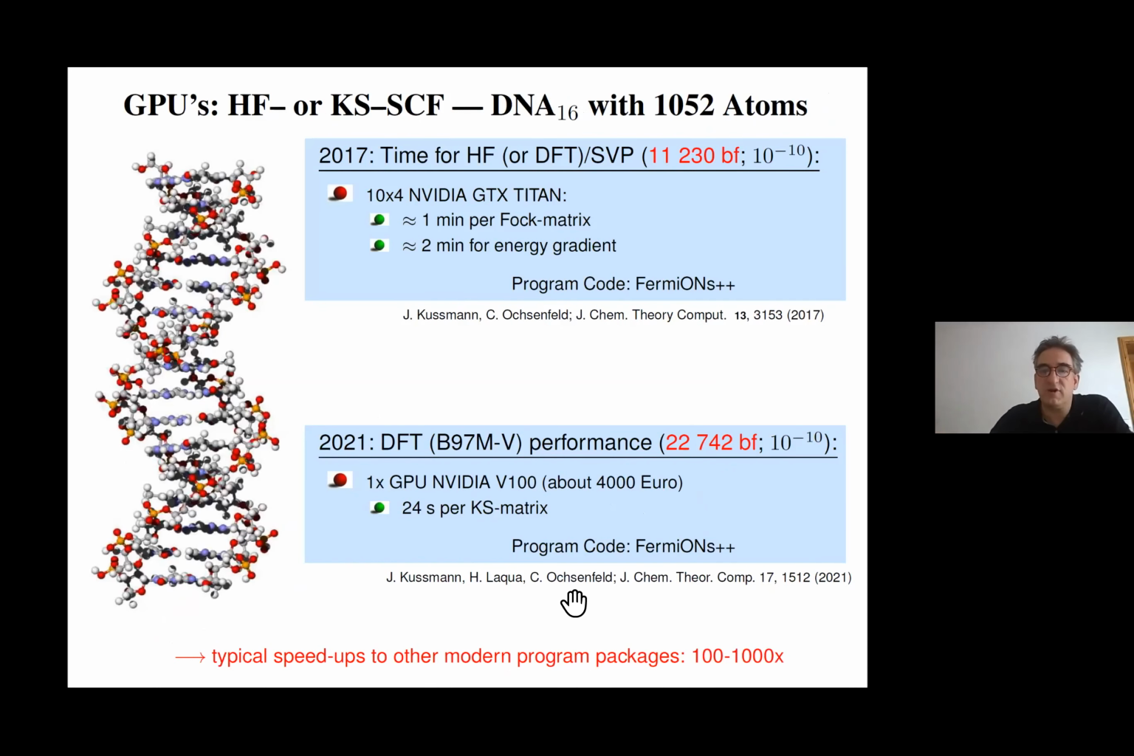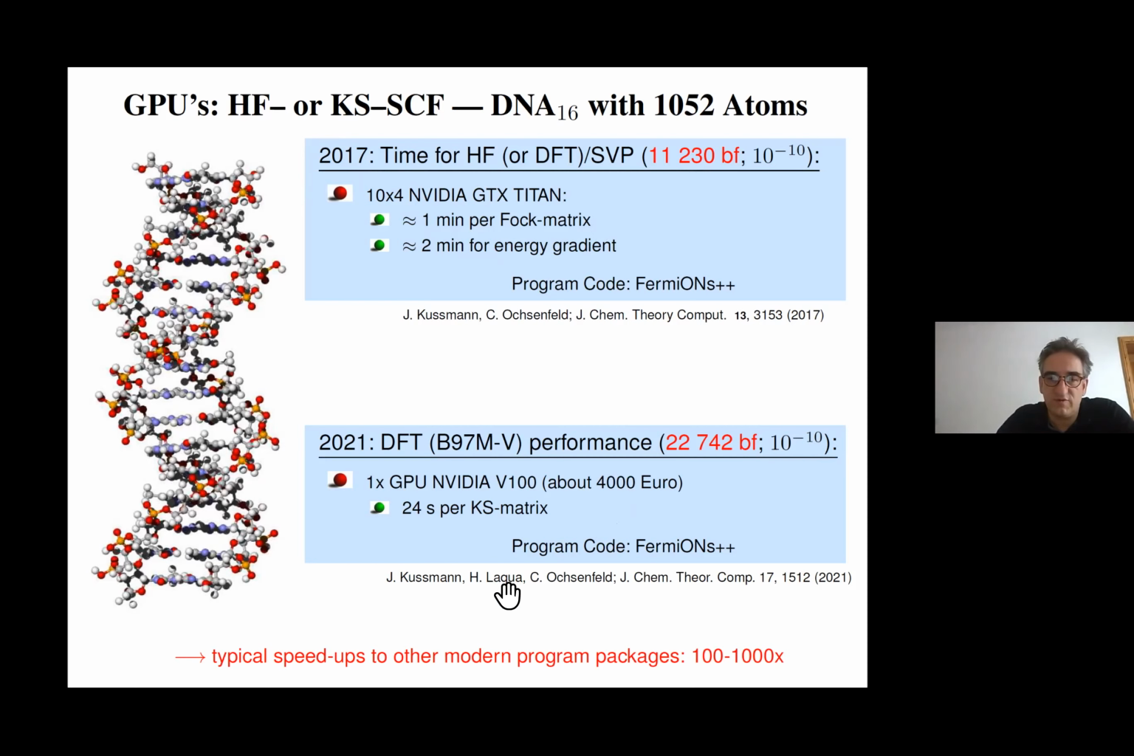So Jörg Kussmann was the one rewriting the quantum chemical code from scratch. He's a permanent co-worker in my group that has done great work on this. And here you see the efficiency of this code. So for example, if you have 40 graphic cards, you are distributing already about 100,000 tasks over the graphic cards. The time for one Fock build for Hartree-Fock theory in 2017 with 11,000 basis functions was about 1 minute per Fock matrix. So parallelization helps quite a lot, but also methodological improvements help quite a lot.